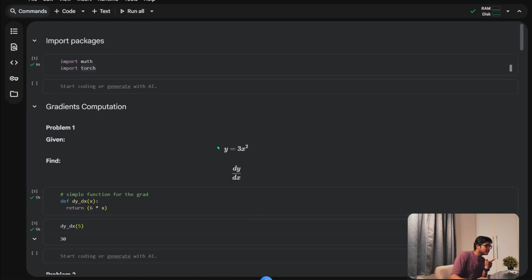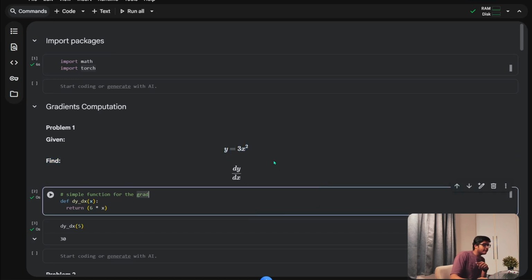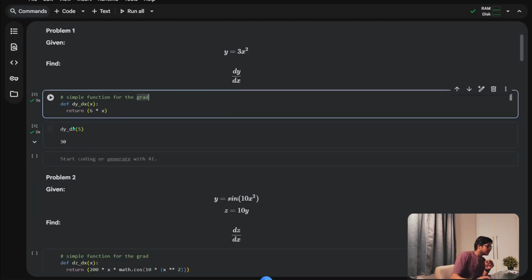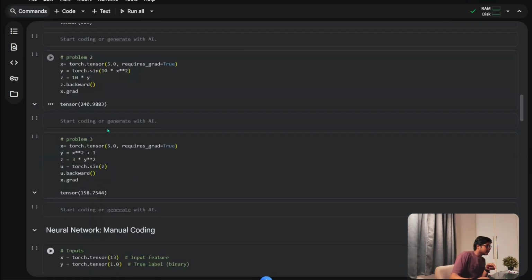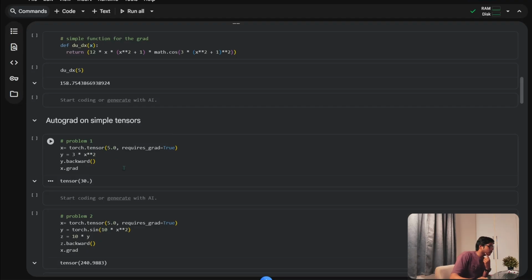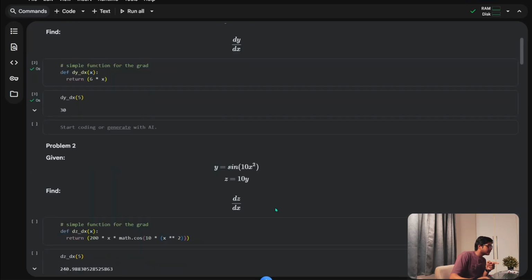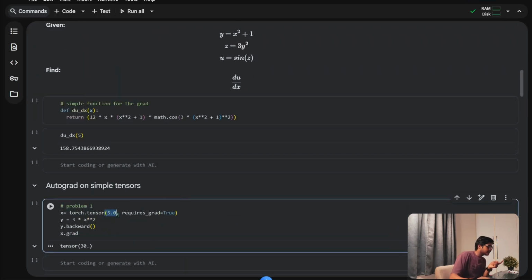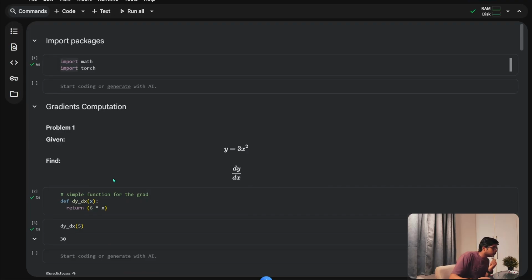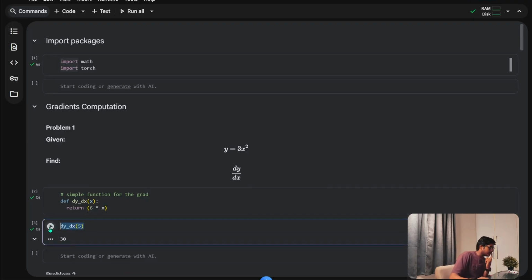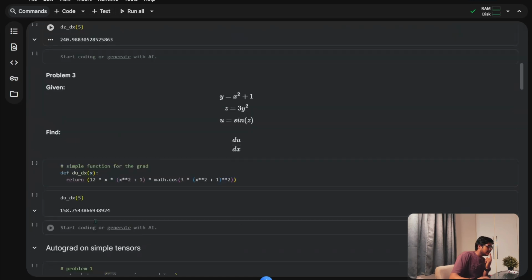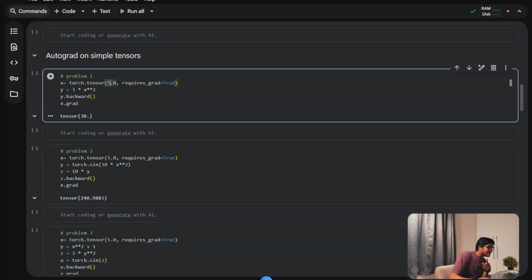So the very first question was this: y equals 3x square, and we have to find the derivative of y with respect to x. And we passed x as 5. So with Autograd, this is how it is done. We first create a tensor with a value of 5, which is my x. The reason it is 5 over here is because I've passed it 5, right? So whatever input I am passing, that is what you have to put over here, and you have to make requires_grad equal to true. Otherwise, Autograd won't be able to compute these gradients automatically.